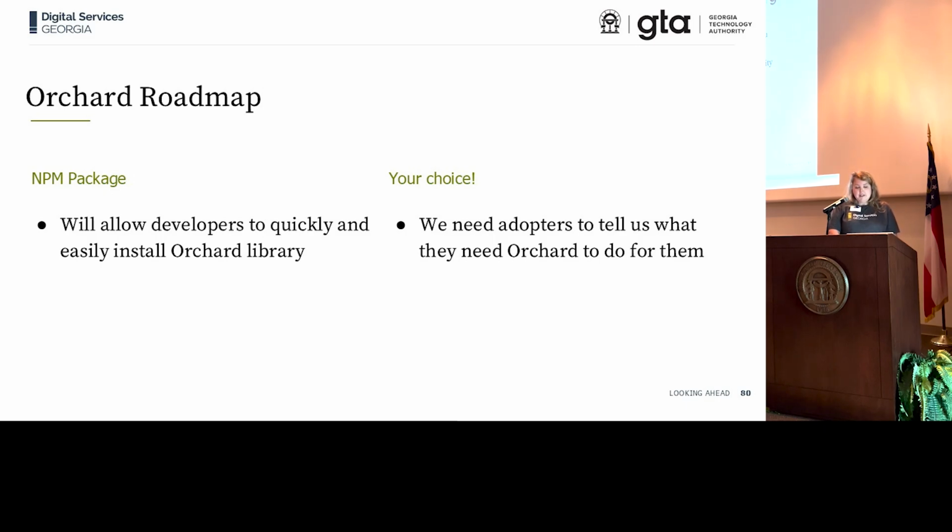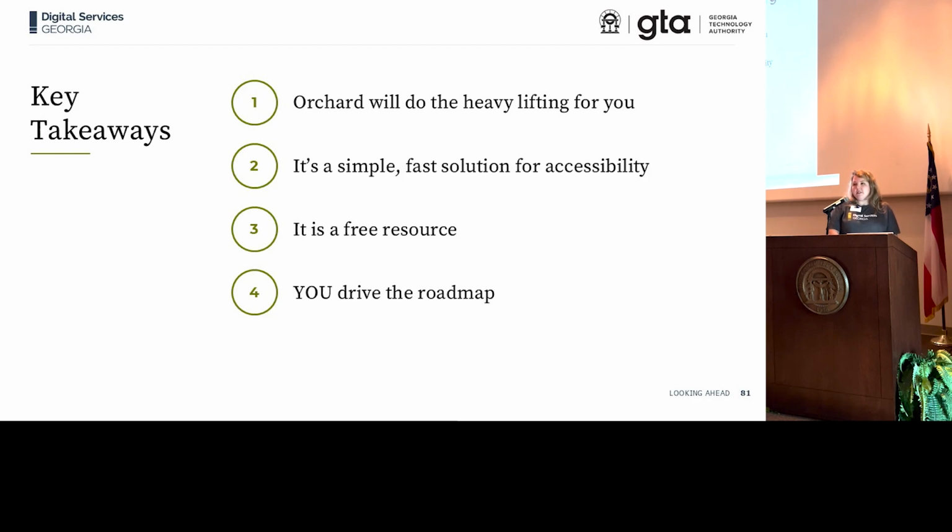All right, so some key takeaways here. One, Orchard will do the heavy lifting for you. It is pre-researched and built with accessibility and mobile friendliness in mind, and it will save you time and money. Which brings me to number two. It is a simple and fast solution for accessibility. You saw how long the start of that website took, like 5 minutes? And number three, it is a free resource for you to use. It is easy to sell free up the chain of command. And lastly, you drive the roadmap. You tell us what you need.